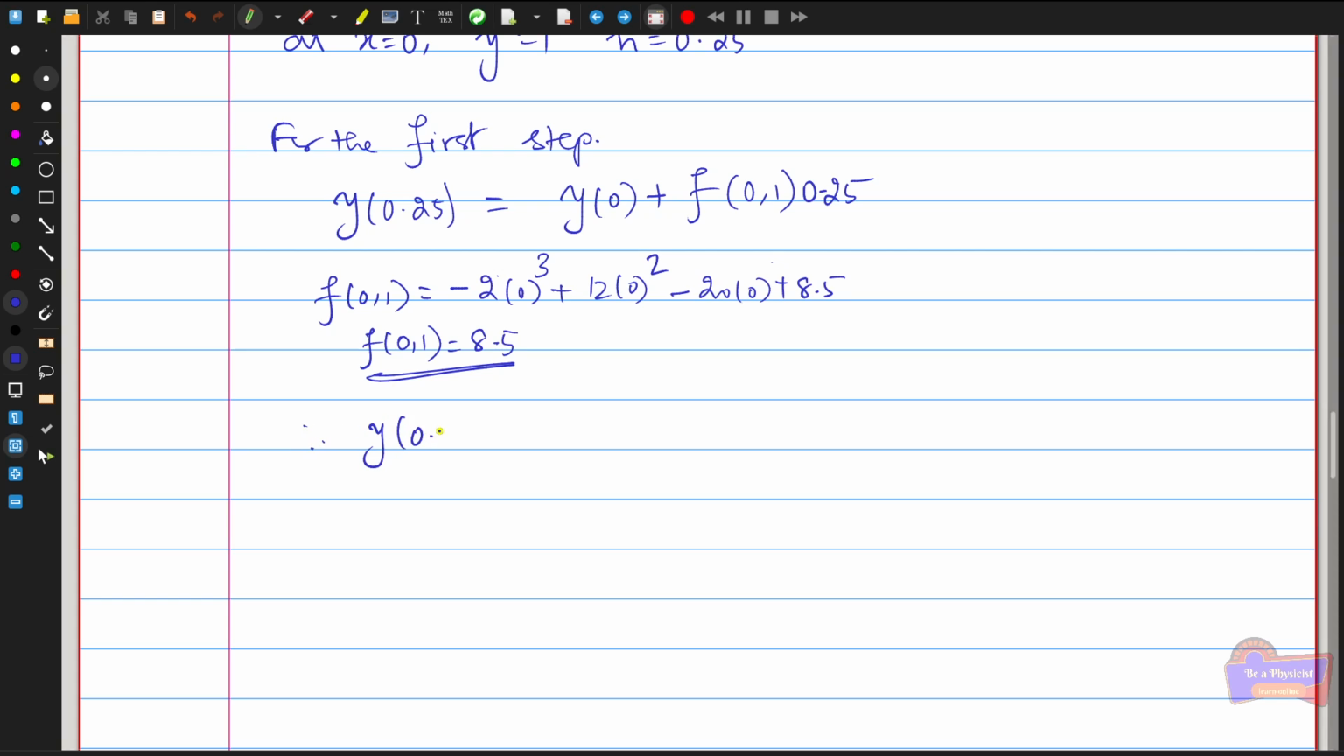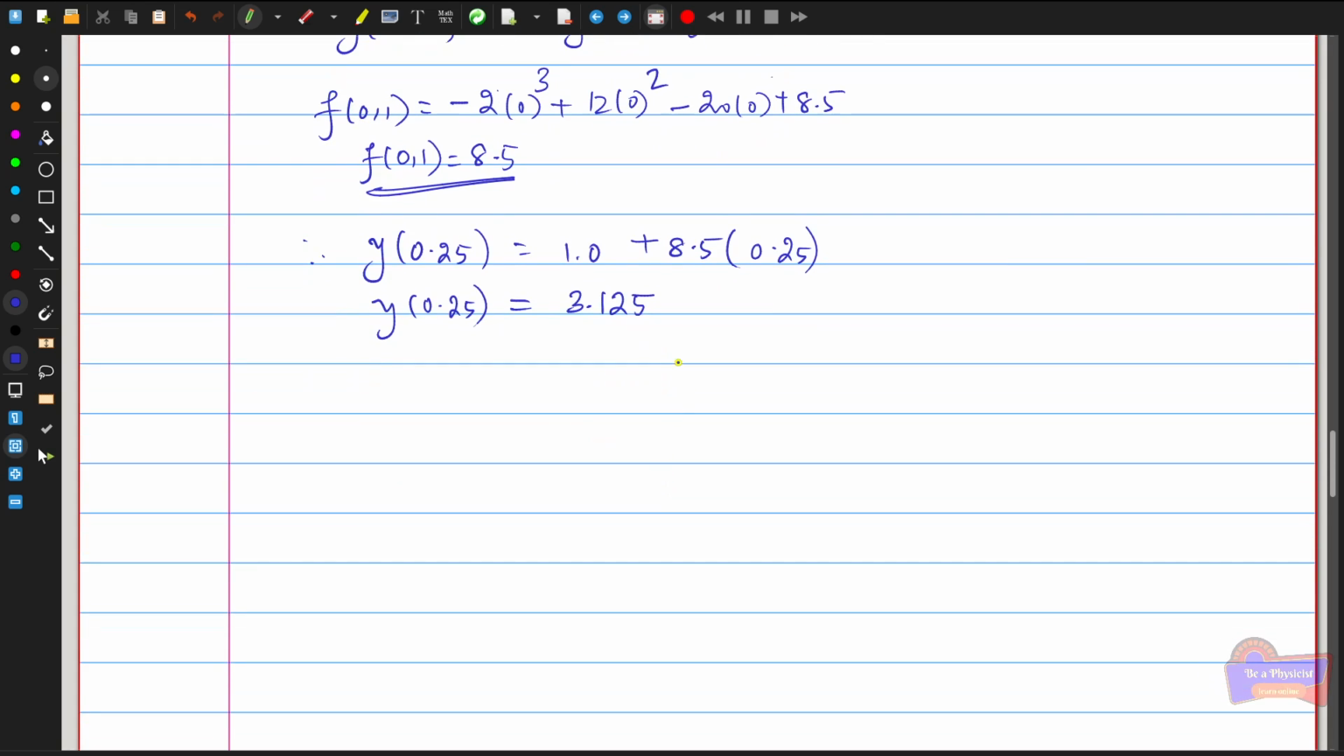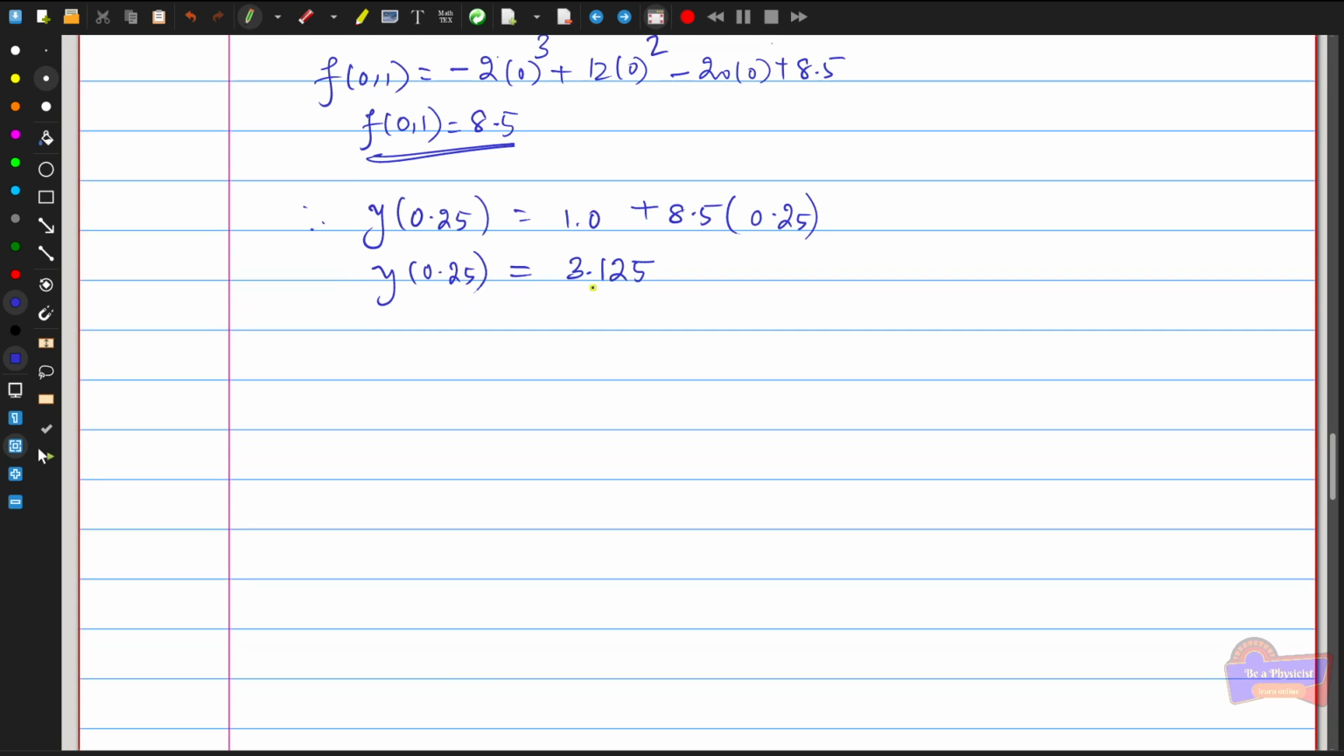y of 0.25 is equal to the initial value 1.0 plus 8.5, that's the slope value, times 0.25, the time step. So the final value of y of 0.25 is 3.125. This is the numerically calculated solution for the first time step with h equal to 0.25.